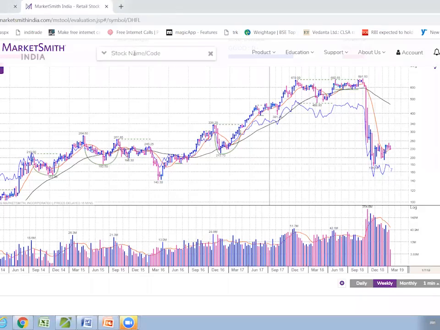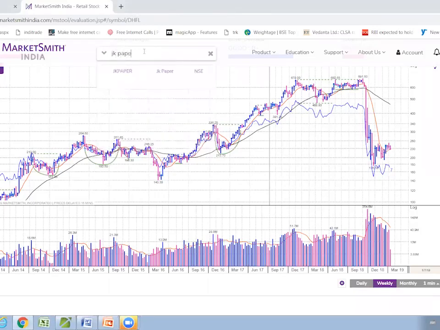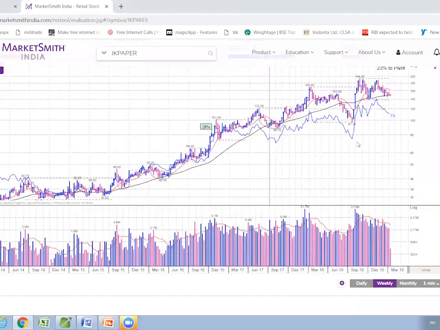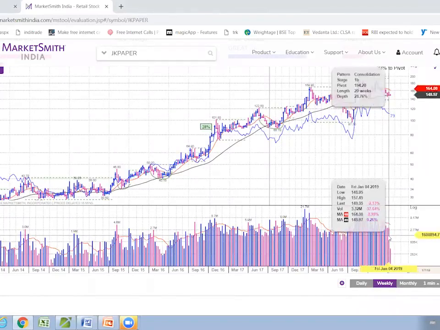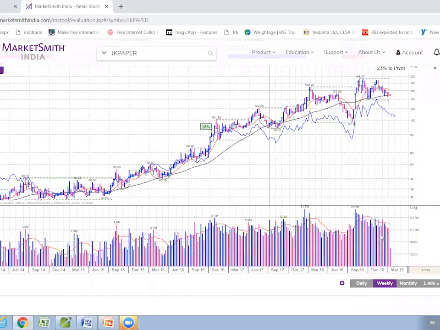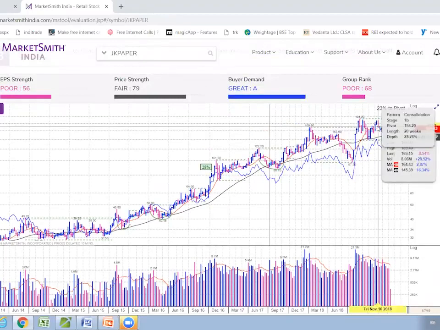Cool. JK Paper. Let's see JK Paper. JK Paper, I think, is getting good support at the 200 DMA if I'm not wrong. Let's see. Yes, so JK Paper, though it is falling down, the volumes are not above average. That means institutions are not selling much, and this particular stock is making a consolidation-based pattern.